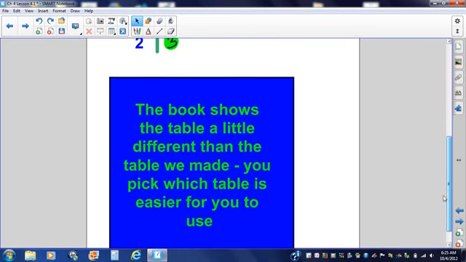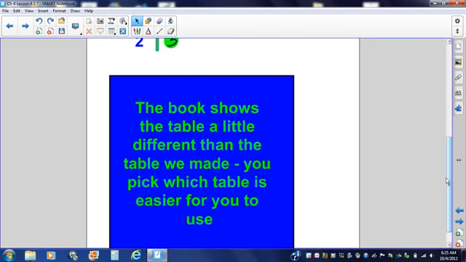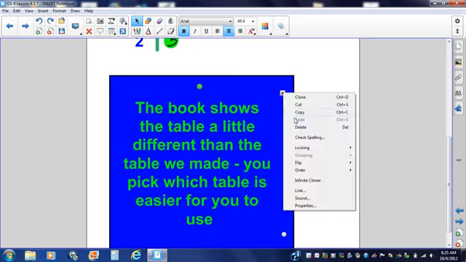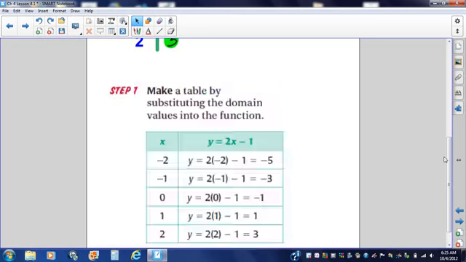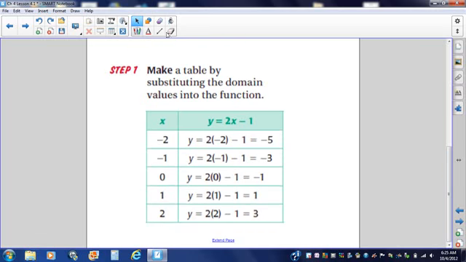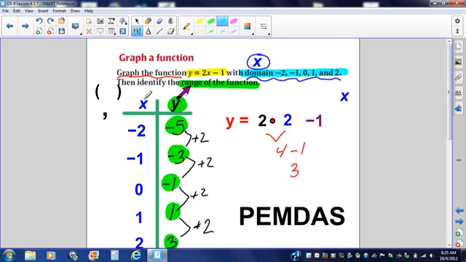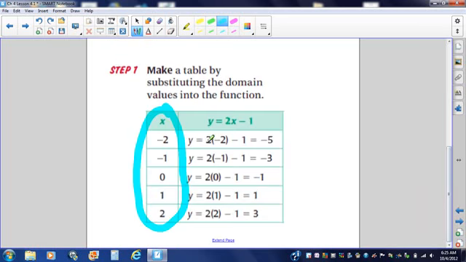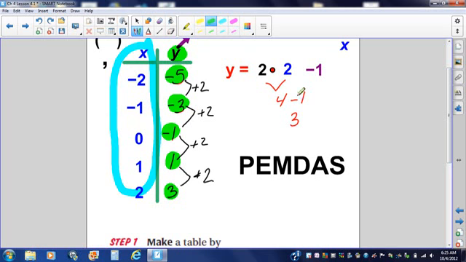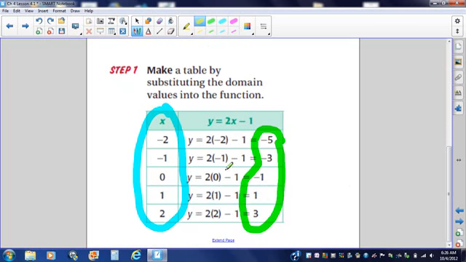Now I did want to tell you, the book shows a table a little different way than we made it. You pick which way is easiest for you. So this is what the table looks like in the book. Here are all the numbers for the x, which we had right up here. They do their work here in the middle, and then they stick their answer over here on the end. See, same answers. I prefer to do my work over here on the side and not in the middle, but you do it the way that's easiest for you.